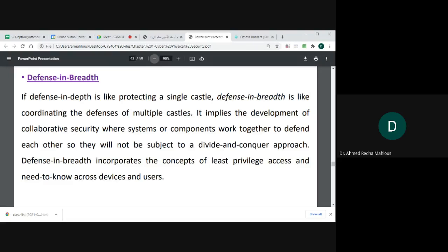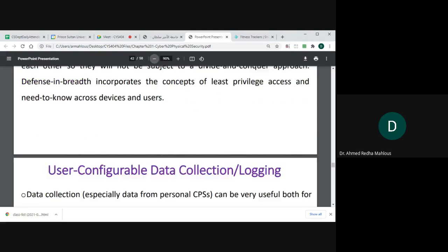Okay, and we looked at the example of coordinated defenses of multiple castles, and multiple departments or multiple groups of users. If one of the users is attacked, all the other users should know about the attack and should help that user to overcome the attack and defend himself. Because if they don't do that, he will be the next target for that attack. This is what is known as defense in breadth.